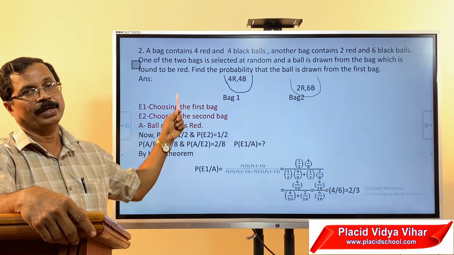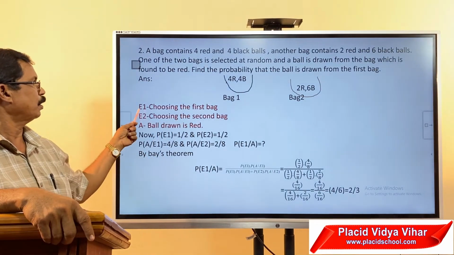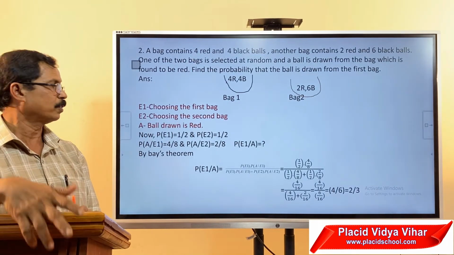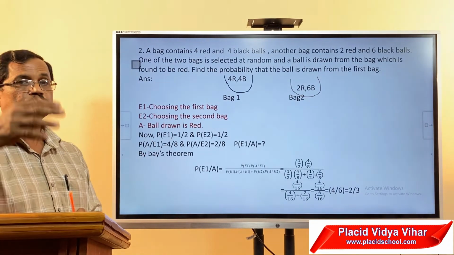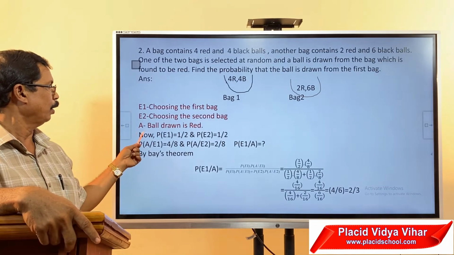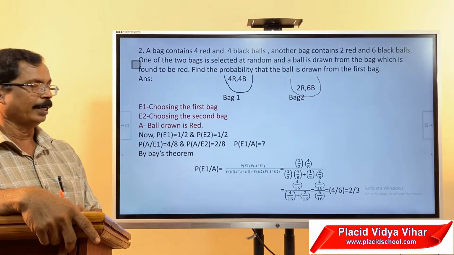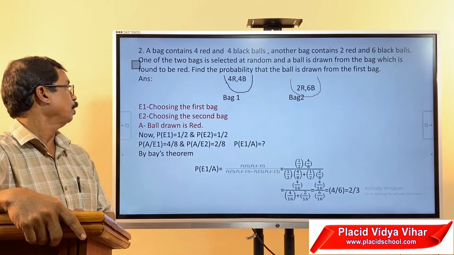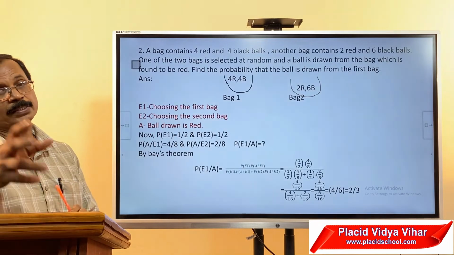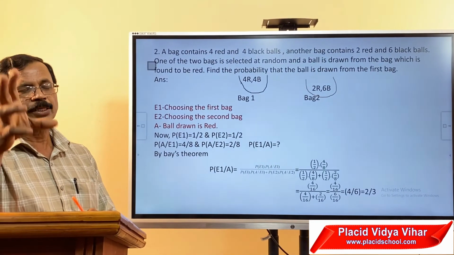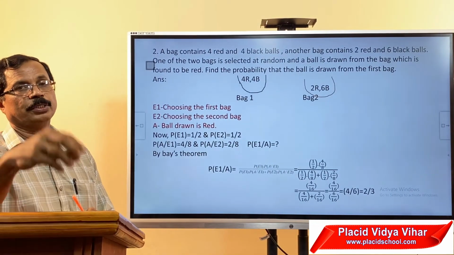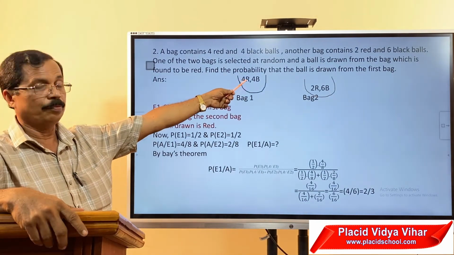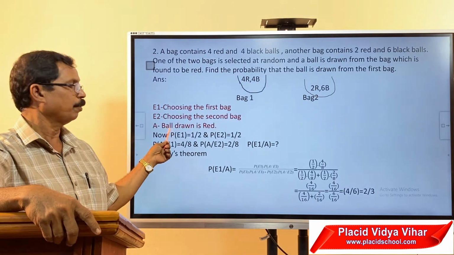Okay, here we have defined 3 things. The first one is event E1, that is the event of choosing the first bag. And E2, we are choosing the second bag. And the third one, A, a ball drawn is red. These are the 3 important things you have to keep in mind: E1, E2 and A. What is A? A is the actual event that happened. You have to take it as the happened or occurred event. We know that we have drawn a red ball. So that is our capital A.